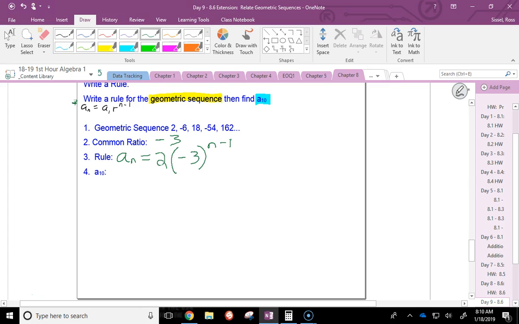Now they ask us to solve for the 10th term. So I substitute the 10 in. I want to know a sub 10 is 2 times -3, and we're asking for the 10th term, minus 1. I'm going to pause my video real quick. I want you guys to go through and solve the rest of this equation.